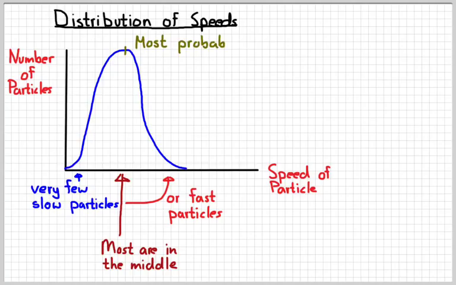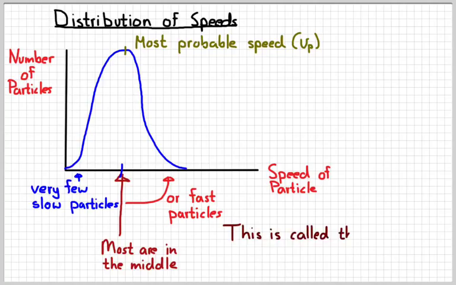The peak of the graph would be called the most probable speed, meaning that if you were to go through and count all the particles and then figure out each particle's velocity, most of them would fall at that velocity, whatever it might be down there.